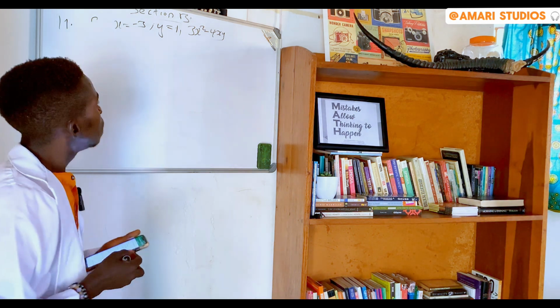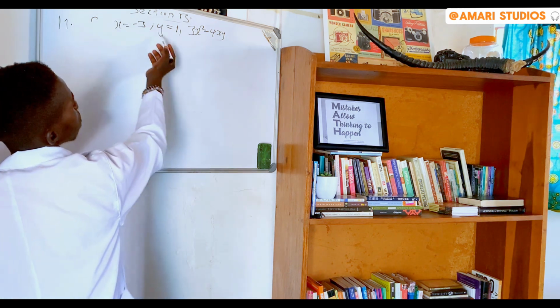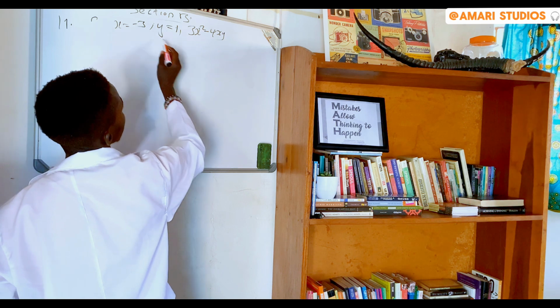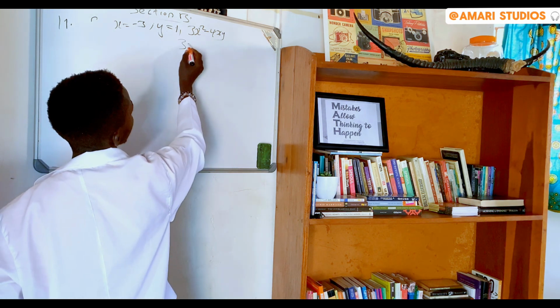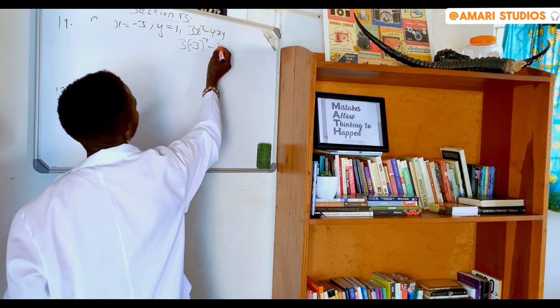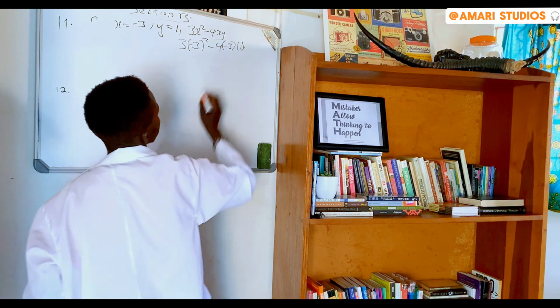So what we are going to do is just substitute, because they have already given us the value of x and the value of y. Where there is x, you replace with -3. Where there is y, you replace with +1. So this will be 3 open brackets -3 squared minus 4 open brackets -3, then open brackets 1.